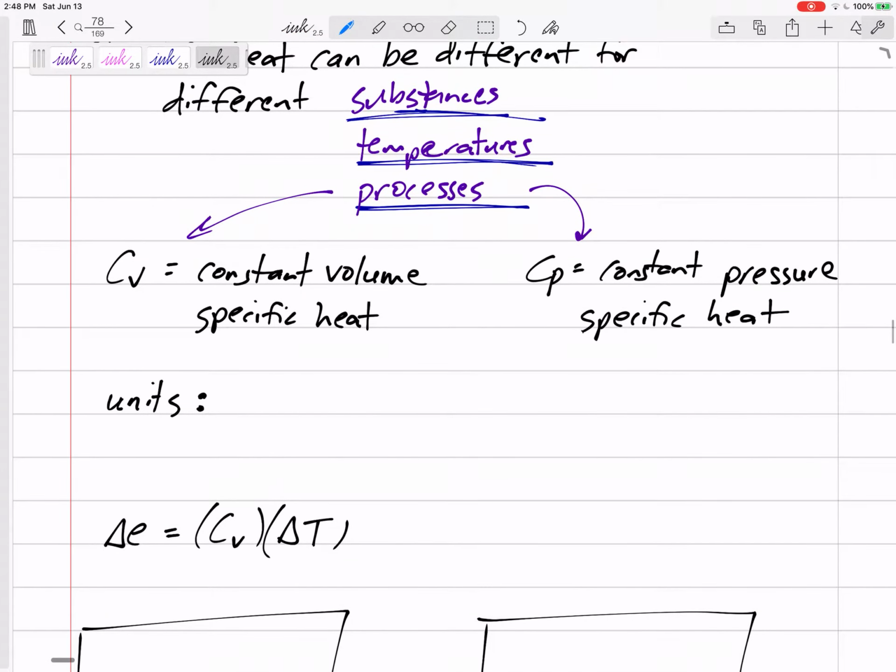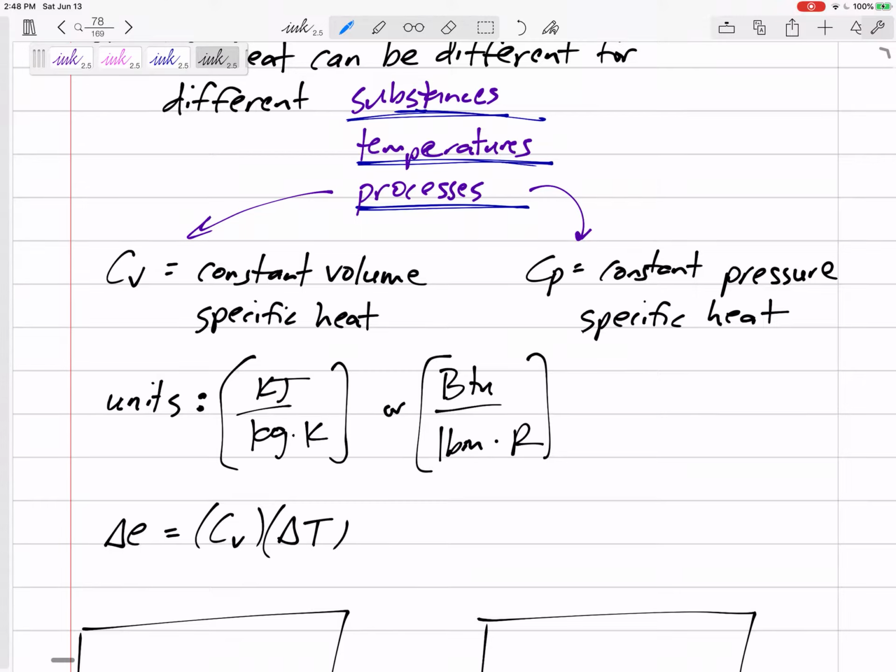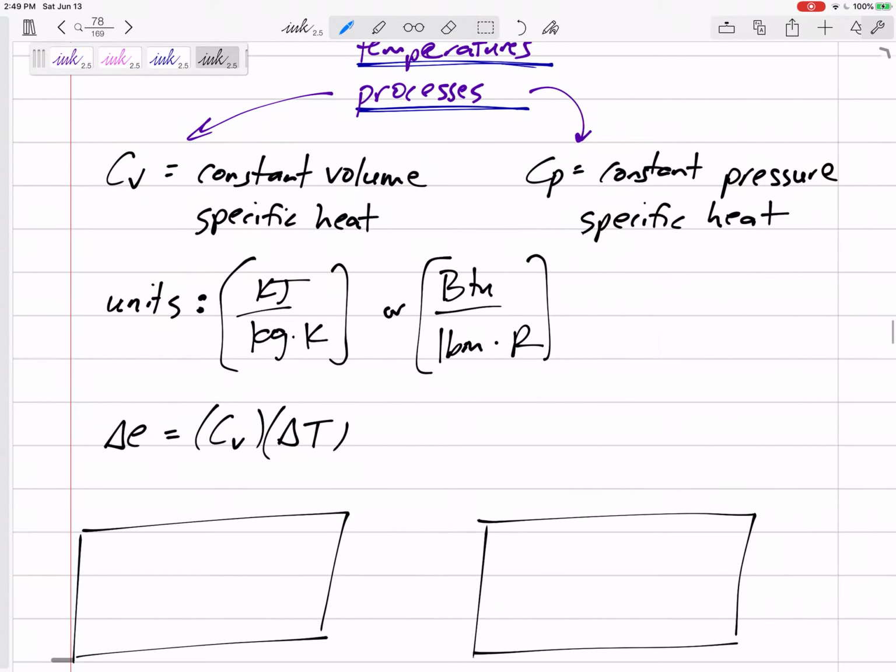Okay, the units for specific heat are kilojoules per kilogram K. It's kind of like how many kilojoules it takes per mass and per how many degrees you want to raise the temperature. So in SI units, it's kilojoules per kilogram K. In English units, it might be BTU per pound mass Rankine.